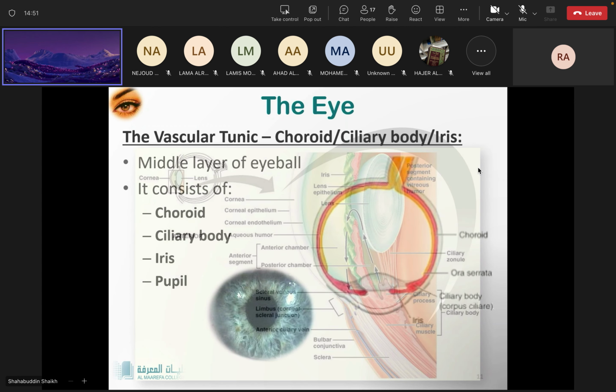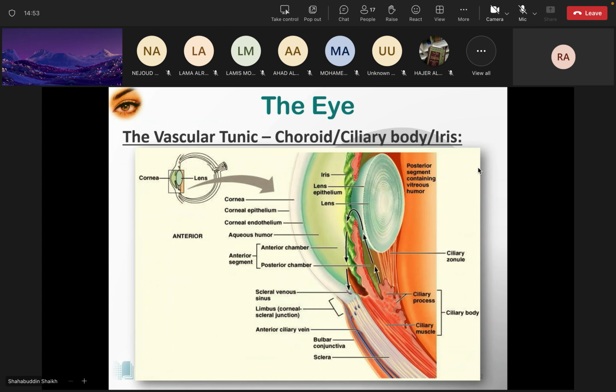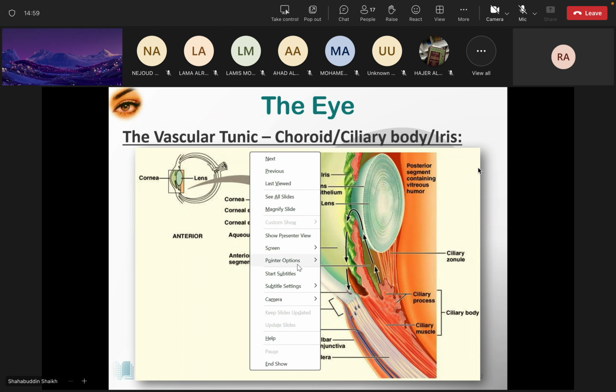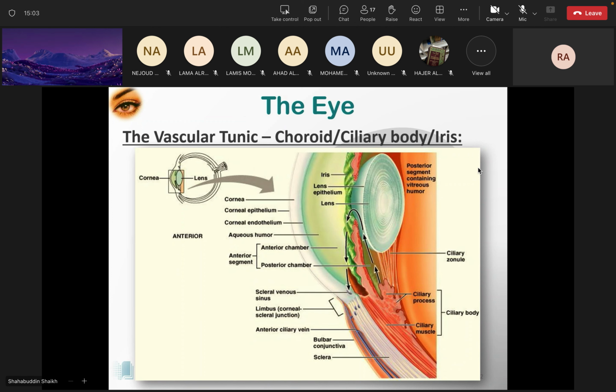Let us go ahead now. This is a more close-up view of the anterior part of the eye. You can see here, this is our ciliary body, the whole structure here, the ciliary body with ciliary muscles. And then we have this diaphragm-like iris. And the opening in the center is called the pupil.